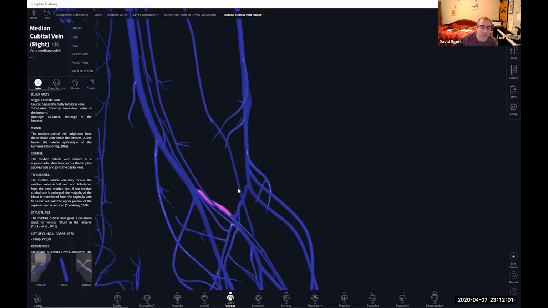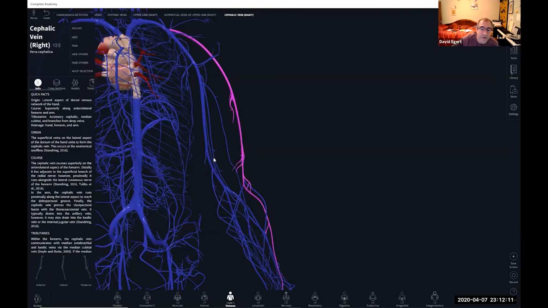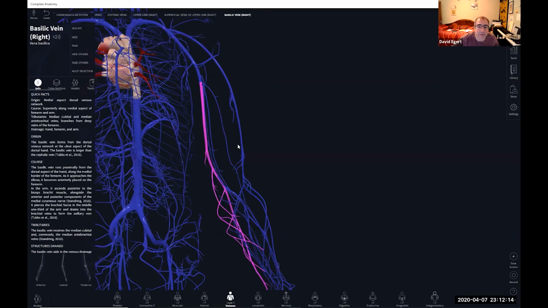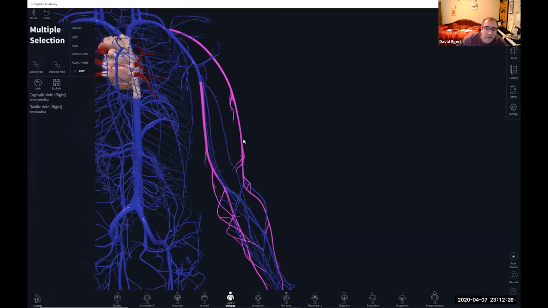There's a little median cubital vein. That's that little one that's kind of going back and goes from the basilic over to the cephalic. And this was a cephalic vein here. So basilic, cephalic, and then this little, no, not that doohickey. That little doohickey is the median cubital vein there.